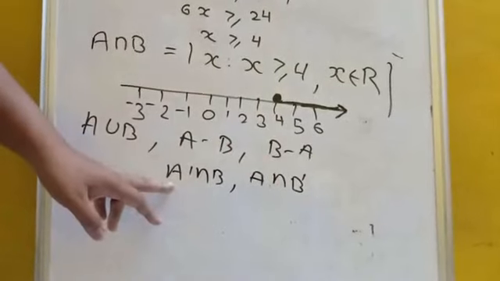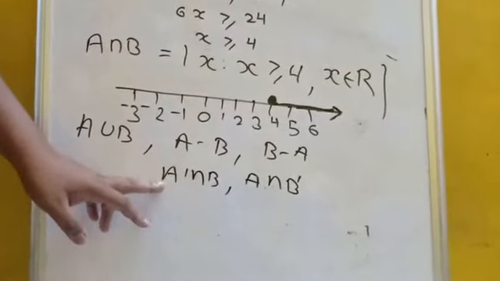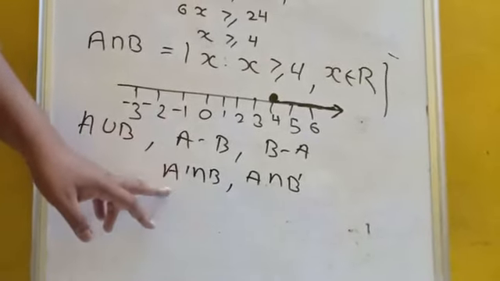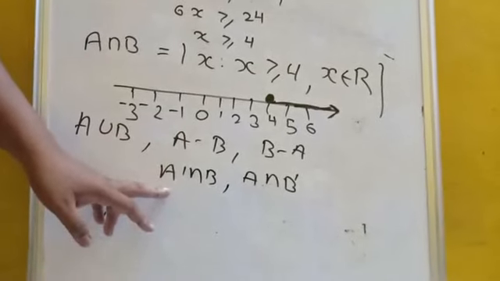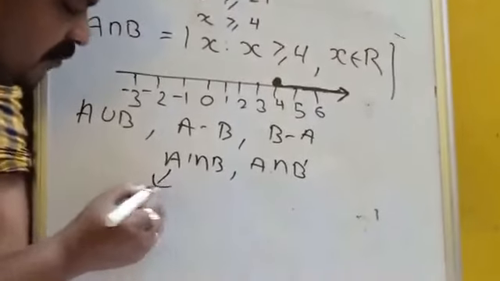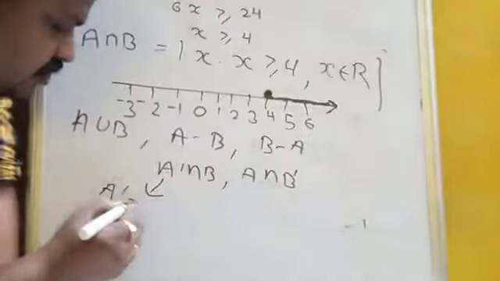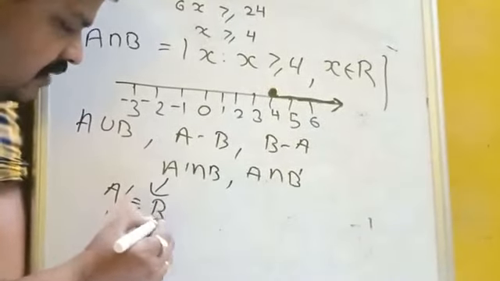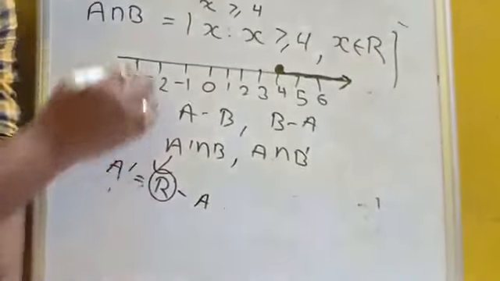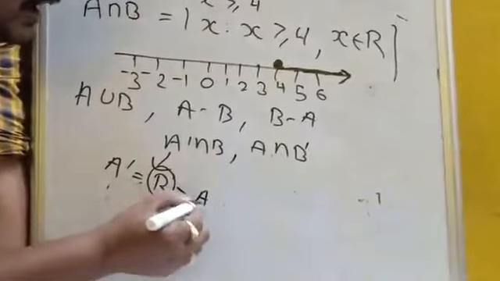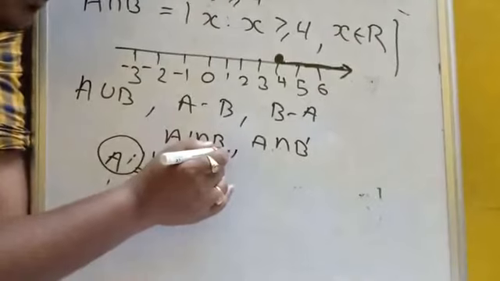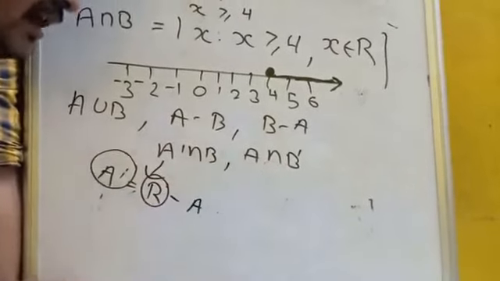A dash means you have to find A dash. A dash means the numbers which belong to the R set but not to the A set. So A dash equals real numbers minus A. The real number set is 1, 2, 3, 4, all the numbers, minus A. Then you will get A dash, and A dash intersection B you can find out because it is common. A intersection B dash you can find out too.